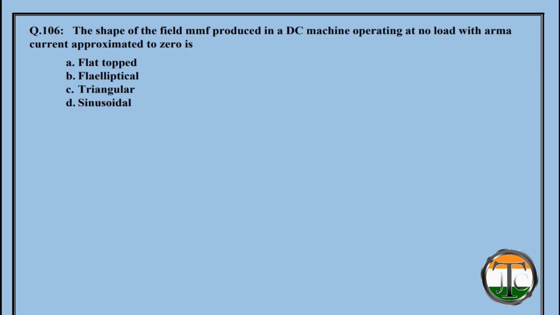Then the next question is 106: the shape of the field EMF produced in a DC machine operating at no load, with armature current approximated to 0, is. Option A is flat top, option B is trapezoidal, option C is triangular, option D is sinusoidal. So your answer is option A, that is flat top. So here in the question, when the armature current is 0, the shape of the field EMF is flat top. So option A is the right answer.